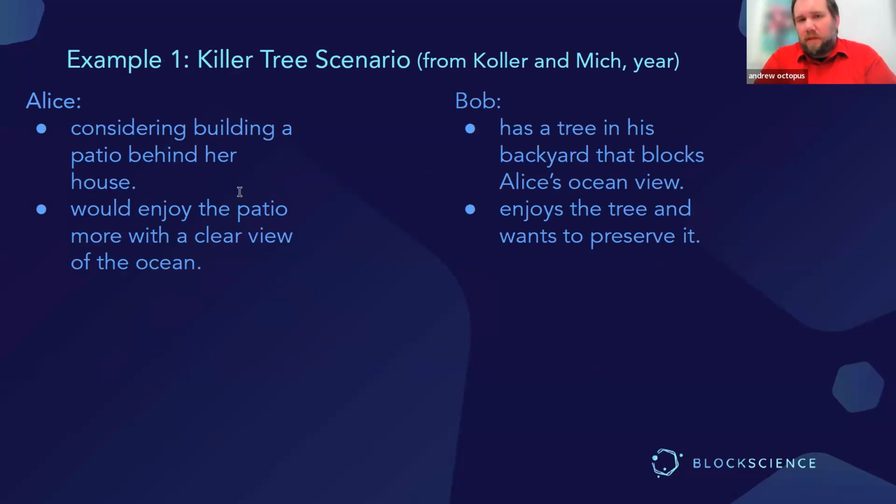So one of the examples that was built by Koller and Milch in 2003 is Alice and Bob. Alice is considering building a patio behind her house, but unfortunately, Bob has a tree that blocks Alice's ocean view. And obviously, Alice would enjoy the patio a lot more if it had a clear view of the ocean, and Bob would enjoy his quality of life a lot more if he gets to keep the tree. So there's a conflict here.